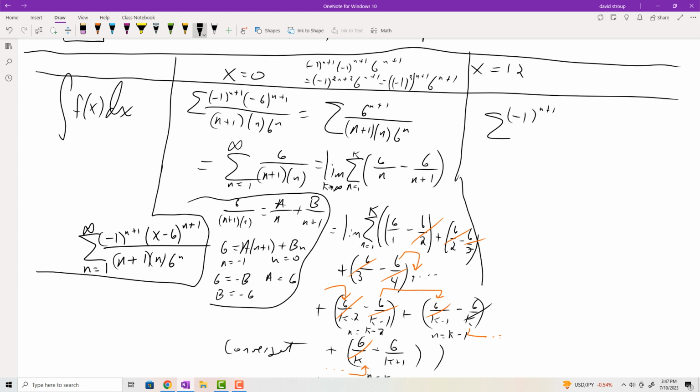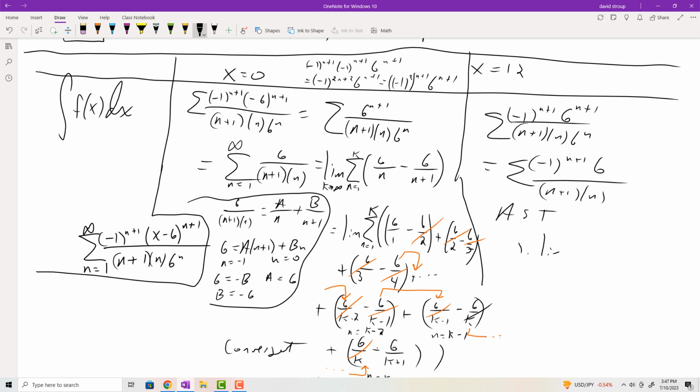Negative 1 to the n plus 1 times 12 minus 6, so 6 to the n plus 1 all over n plus 1 times n times 6 to the n, so this will be the sum of negative 1 to the n plus 1 times 6 all over n plus 1 times n, that's alternating, AST. So first show that the limit of the a sub n portion is going to 0, that most certainly is. And then secondly, show the terms are decreasing.